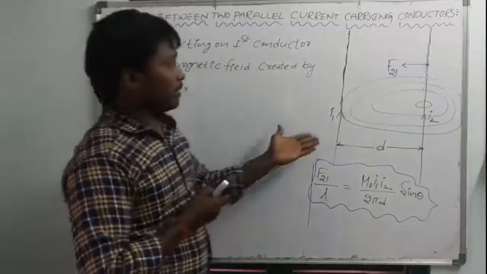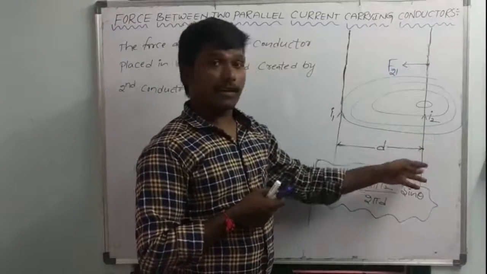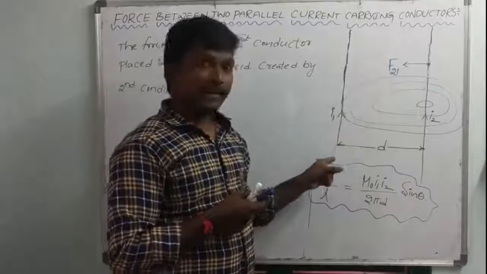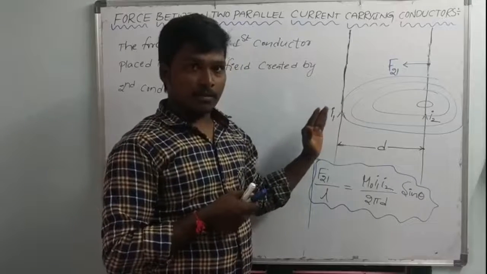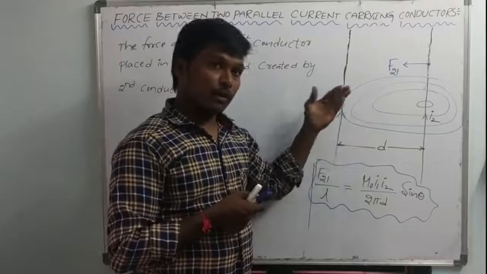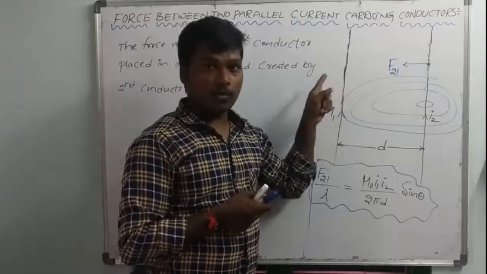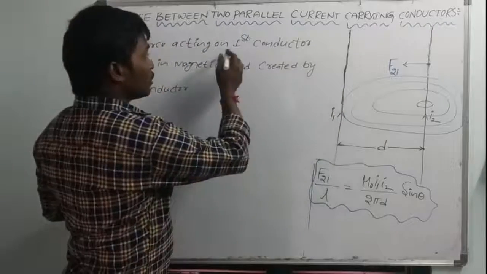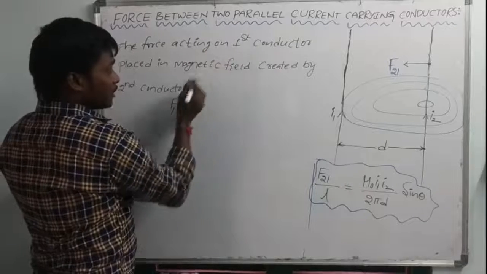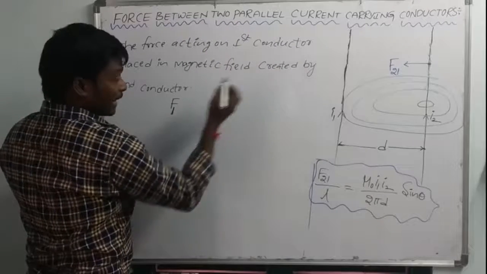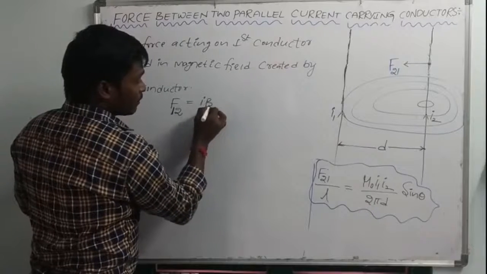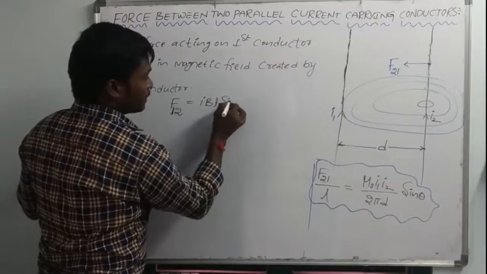Okay, so here this current carrying conductor is producing a magnetic field. In this magnetic field region, the first current carrying conductor is placed. Whenever a current carrying conductor is placed in a magnetic field region, some force will act on this conductor. So what is that force? Force acting on the first conductor, F1, due to the second one. So F12 is equal to BIL sin theta.